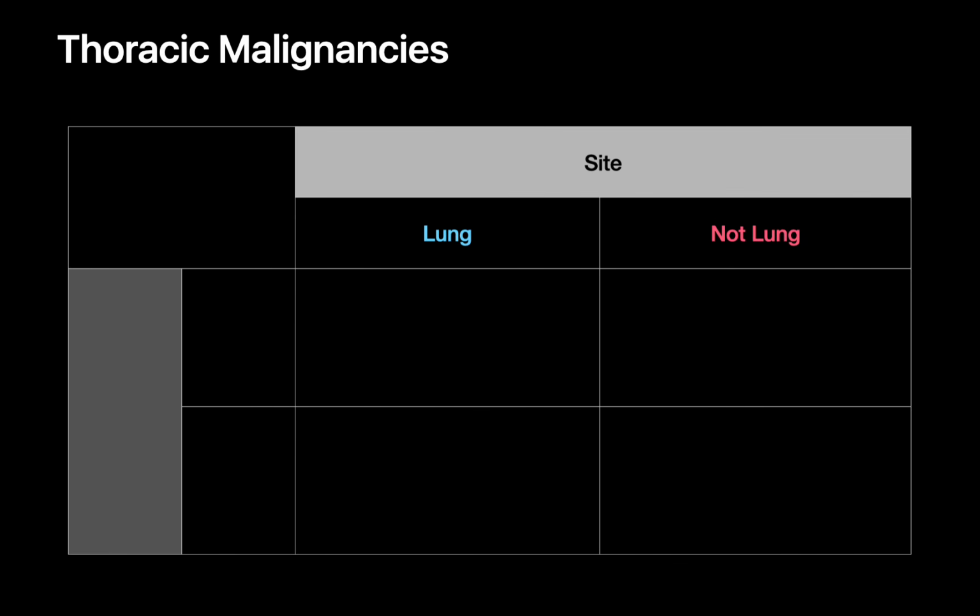With thoracic malignancies, we can categorize the malignancy by its physical site, either within the lung or outside of a lung. Examples of sites outside of a lung include lymph nodes, bone, or esophagus, just to name a few. We can also categorize the malignancy according to its organ of origin, either cancer originating from the lung or cancer originating from another organ, like the breast, colon, or kidney, for example.